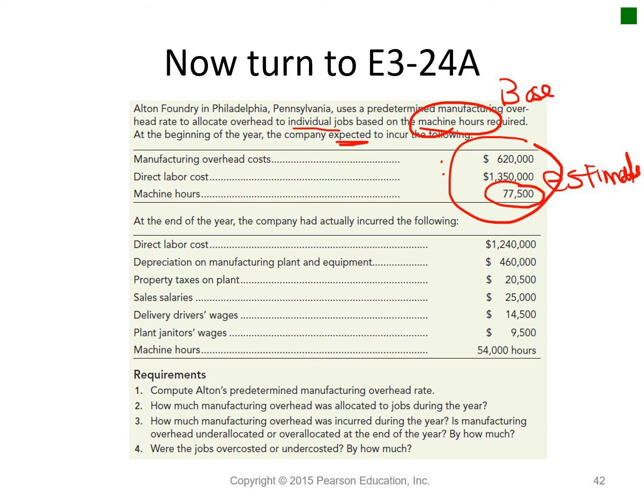It says at the end of the year, the company had actually incurred the following. So guys, everything here is the actual numbers. This is actually what happened. The above group of data is the estimates. So we're going to walk you through these requirements. Number one, we'll get the overhead rate. We'll allocate the overhead. We'll figure out how much was incurred. Basically, were we over or under, and by how much.